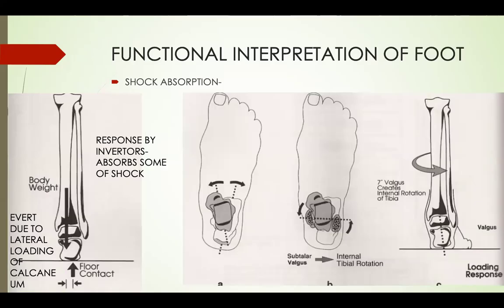When the foot first touches the ground, the first point of impact is at the lateral calcaneum, which turns the foot towards eversion. This is responded to by the inverters, which absorb some of the shock. During this process, the calcaneum goes into external rotation and the talus goes into internal rotation, which will create 7-degree valgus at the subtalar joint, and which will cause internal rotation of the tibia during the loading phase.